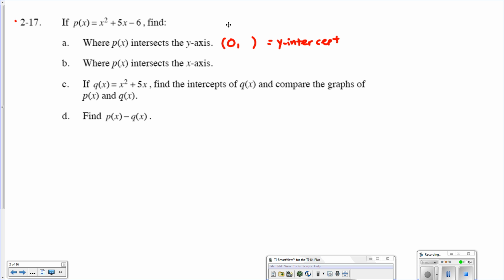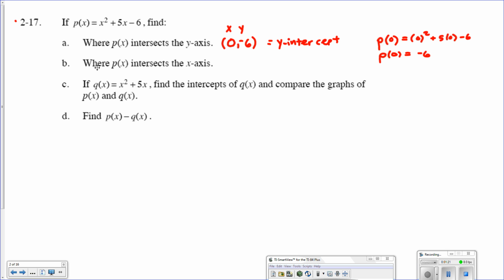So we're going to plug in 0 for our x's to figure out where it crosses. You'll see here, when we do that, I'll do it right over here. I'm going to plug in 0 as my input. And I'm going to have 0 squared plus 5 times 0 minus 6. Well, 0 squared is 0, 5 times 0 is 0, and then when we subtract 6, we get p of 0 equals negative 6. So it intersects our y-axis at negative 6.